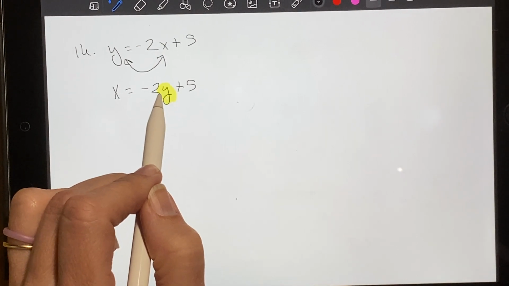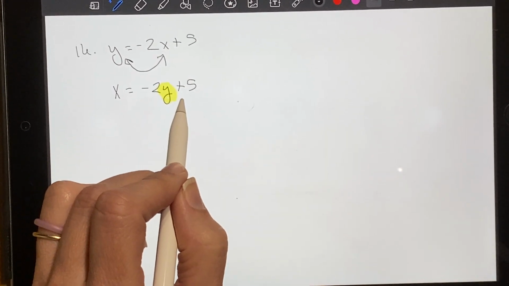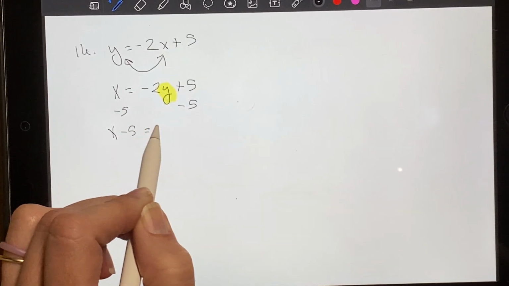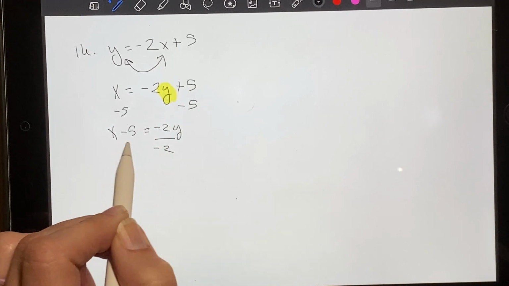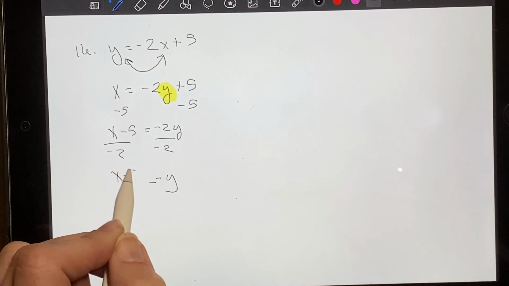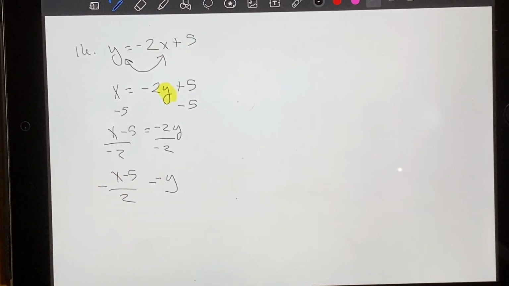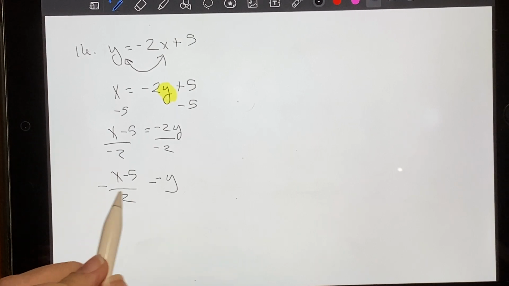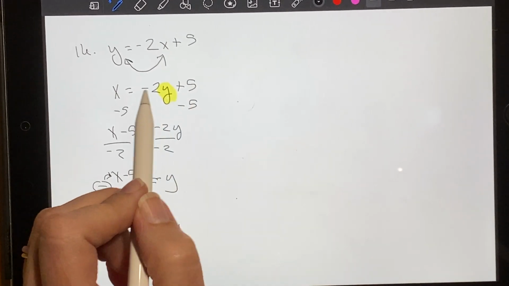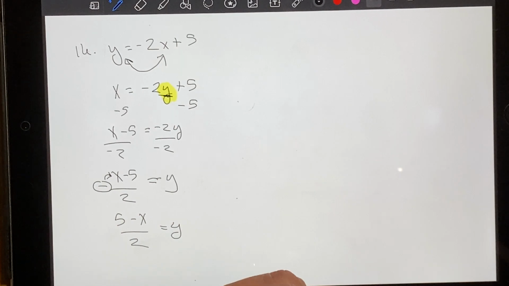To solve for y, I'm going to get rid of the easy things first. So I've got x minus 5 equals negative 2y. Then use my division. And you can just leave it as negative x minus 5 over 2. You could distribute that out and make it 5 minus x over 2. Either way is perfectly fine. So what you're doing with 16 through 24 is you are actually swapping them and then solving for y.